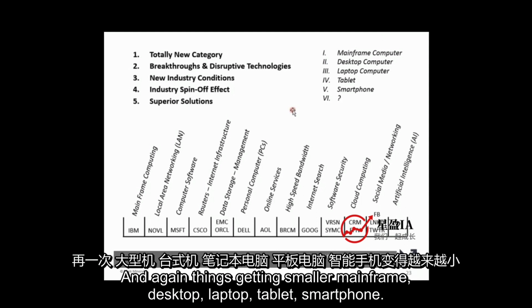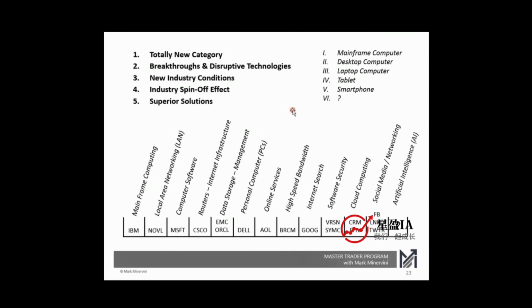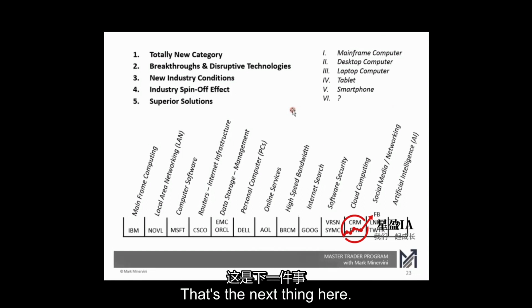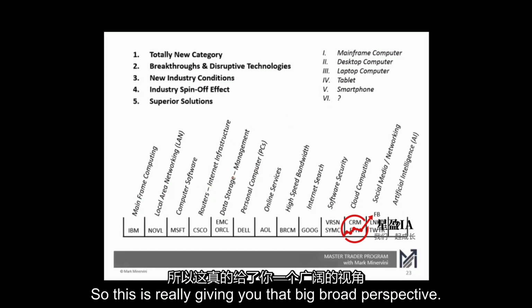And again, things getting smaller: mainframe, desktop, laptop, tablet, smartphone. I don't know what's next. Maybe a little chip they put in your head. That's the next thing here. So this is really giving you that big, broad perspective.